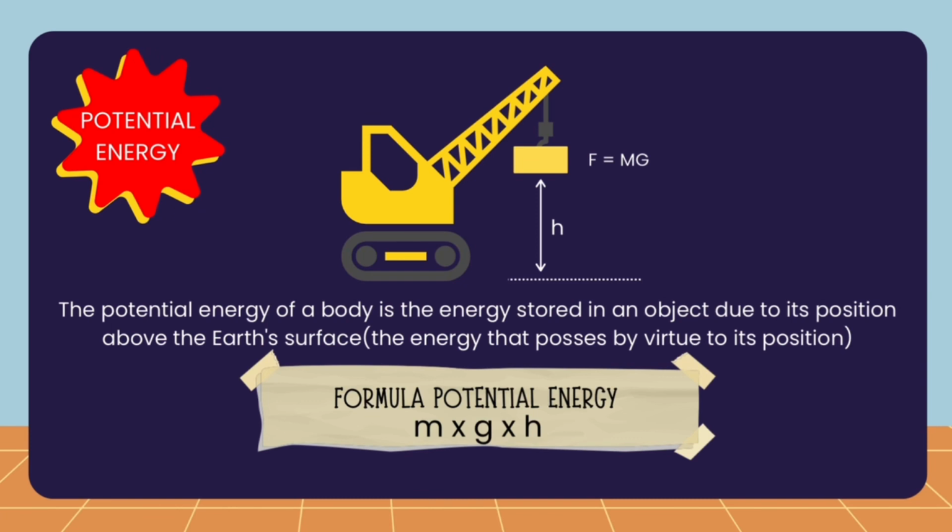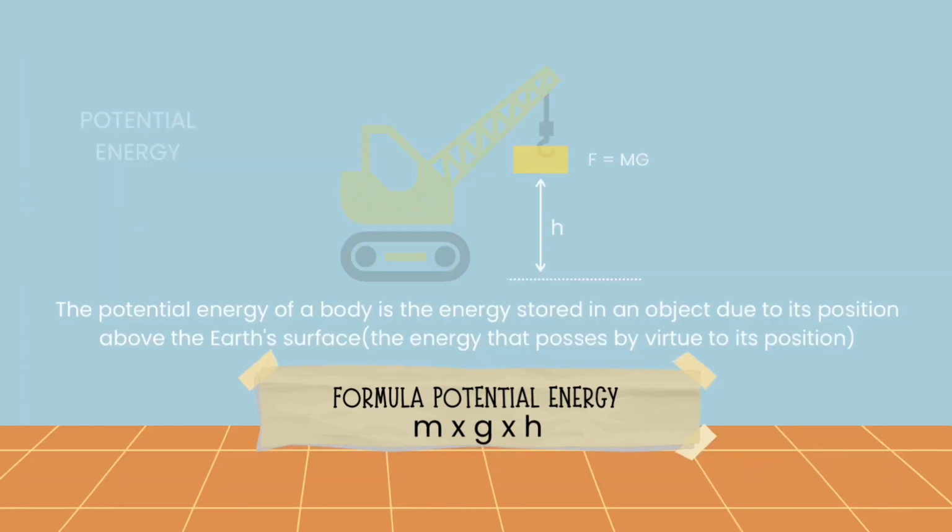The potential energy will increase if work is done against gravity. Meanwhile, the potential energy will decrease if a body is lowered vertically. In short, potential energy will increase when the crane lifts the object vertically. As you can see, height exists when the crane lifts the object. So, the formula for potential energy is mass multiplied by g, gravity, multiplied by h, height.